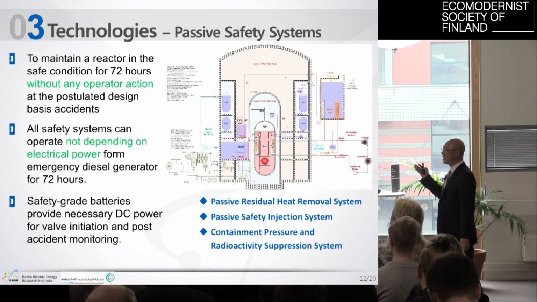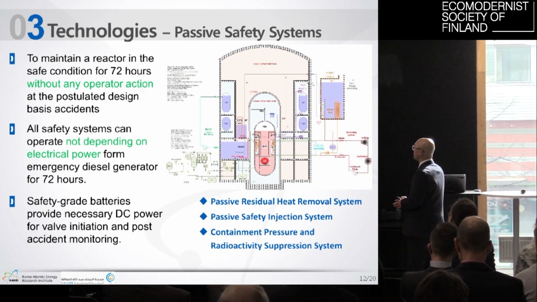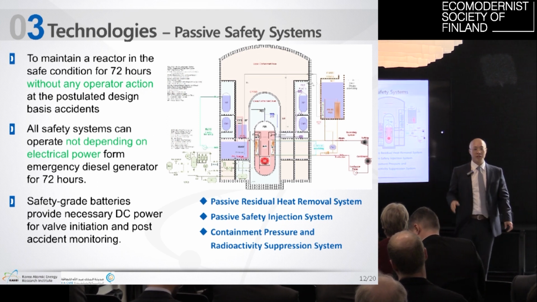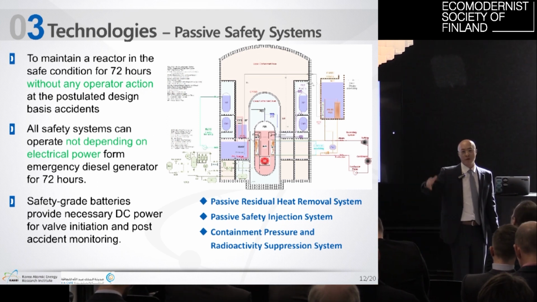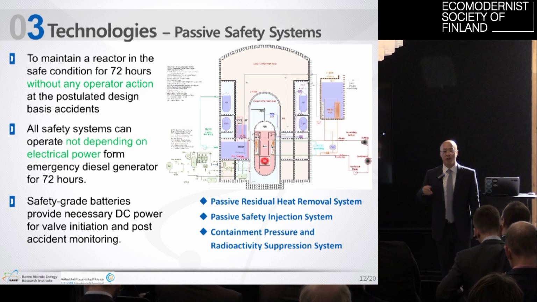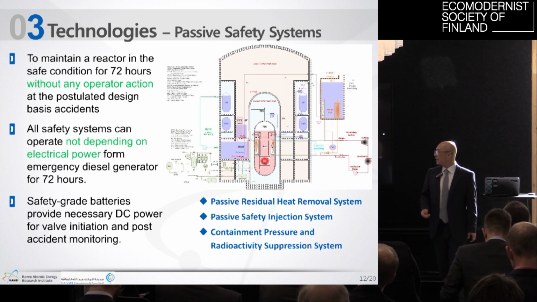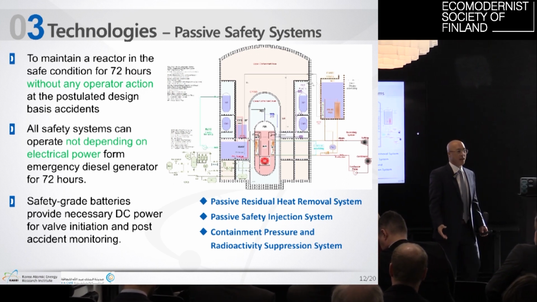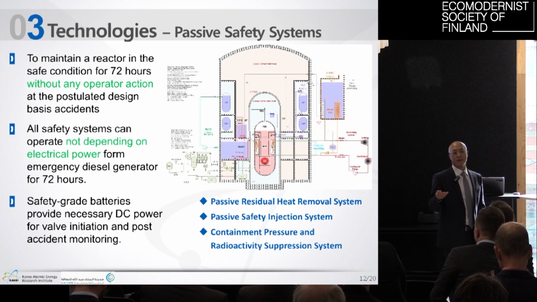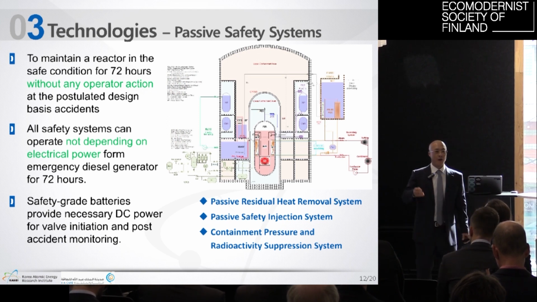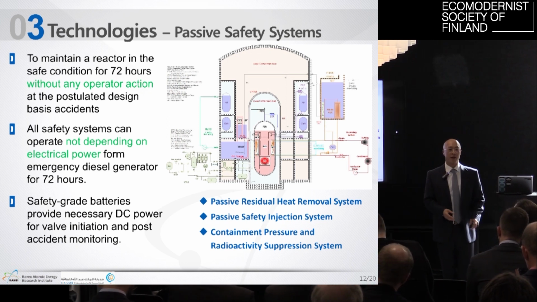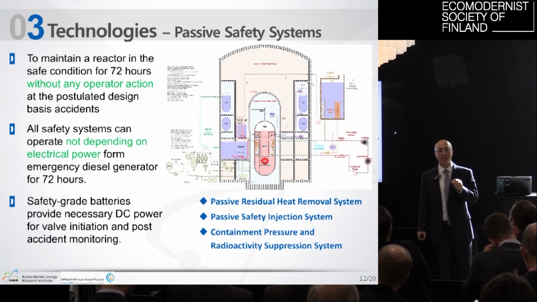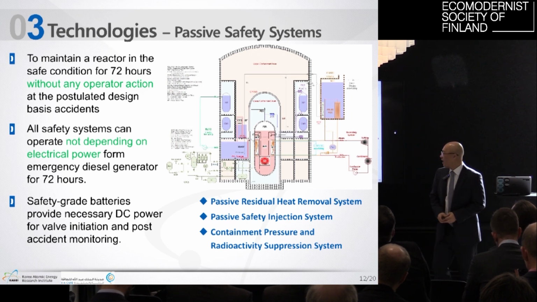This is a schematic of the passive safety system. This is the PRHRS, which removes residual heat by natural convection. We have 4 trains of PRHRS. This is the passive safety injection system. We have 4 trains of passive safety injection system. Each system consists of 1 core makeup tank and one safety injection tank driven by gravity.